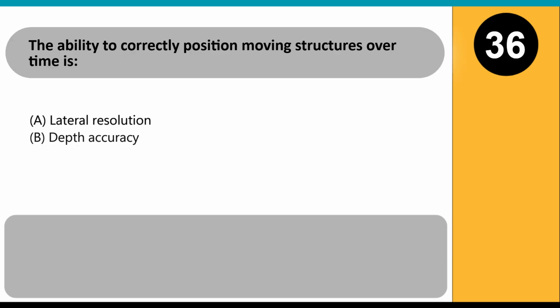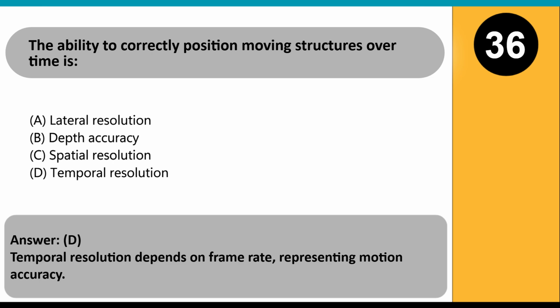The ability to correctly position moving structures over time is A. Lateral resolution. B. Depth accuracy. C. Spatial resolution. D. Temporal resolution. Answer D. Temporal resolution depends on frame rate, representing motion accuracy.